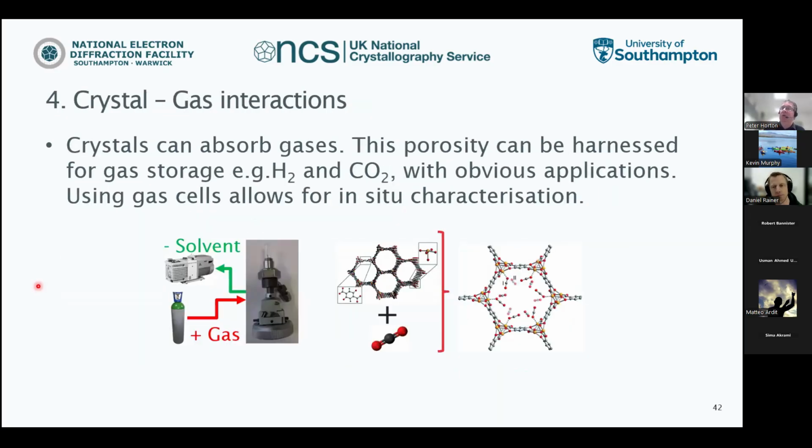We do work with gases, not under very high pressures. Generally it's just at most a couple of atmospheres. But we can look at MOF structures, where a lot is going on inside. Can they absorb things? We can look and see whether gases are absorbed inside crystals and how that affects the crystal structure.